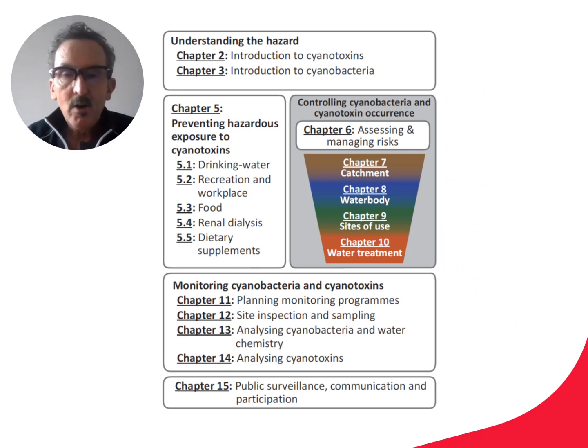Here's a slight overview of the content of the book. In the book, we move from understanding the hazard, an introduction to cyanotoxins, and an introduction to their producers, the cyanobacteria. Then we move on to preventing hazardous exposure to cyanotoxins in drinking water, recreation, food, renal dialysis, and dietary supplements. Next is monitoring cyanobacteria and cyanotoxins, and finally, public surveillance, communication, and participation. And as said, you can all read this in the freely downloadable book.